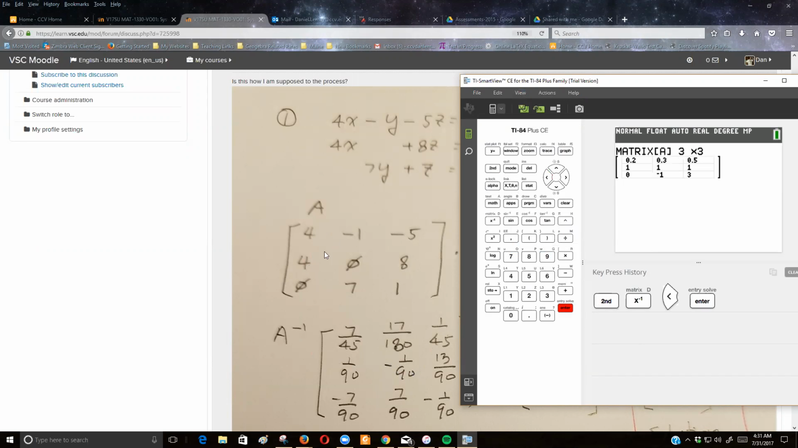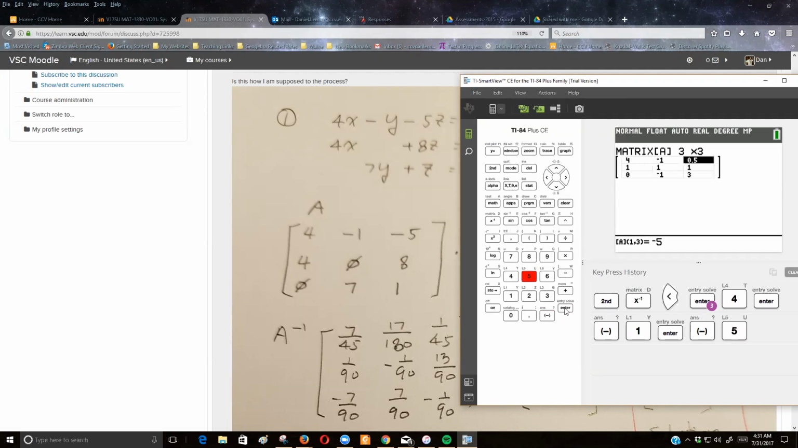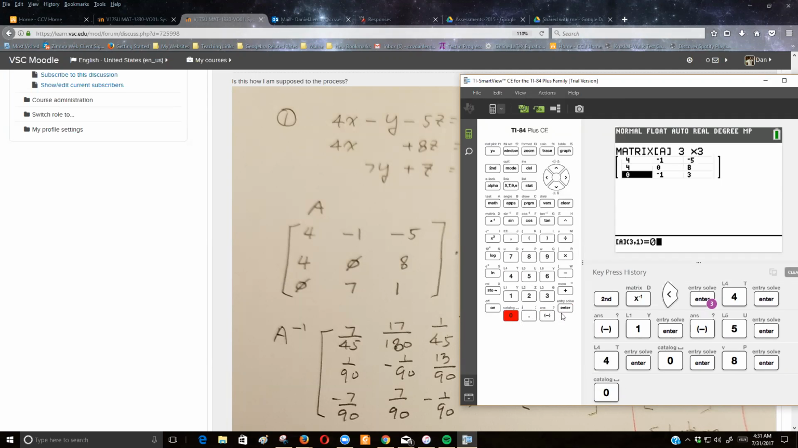Now, this is still a three-row, three-column matrix, so I'm just going to hit enter through to there. Now, I'm going to type in those numbers and make sure you use the negative key for negative numbers, not the subtract key, because that'll give you an error. Let's see what we got. 4, then 0, let's see, 8, 0.